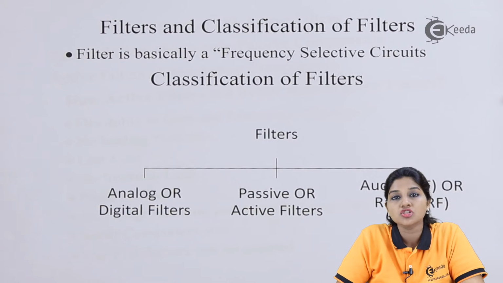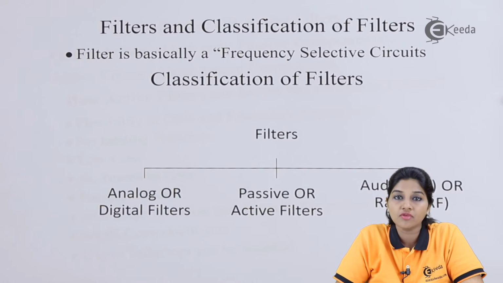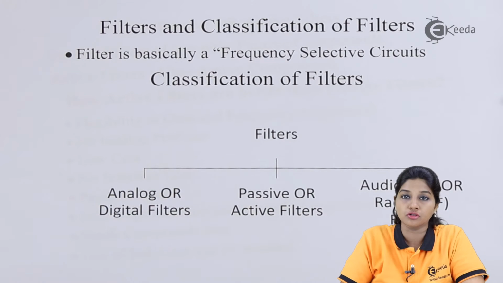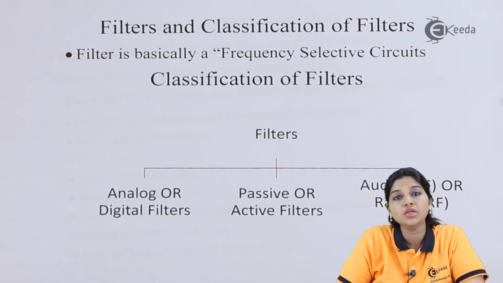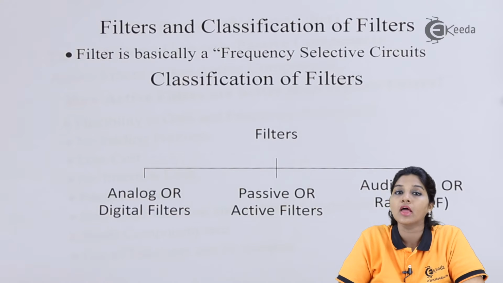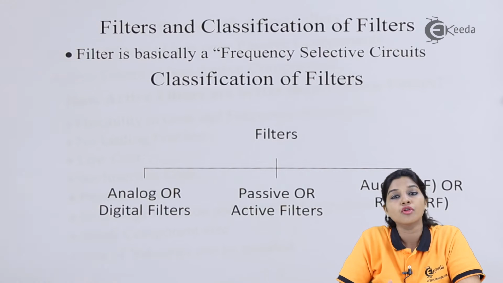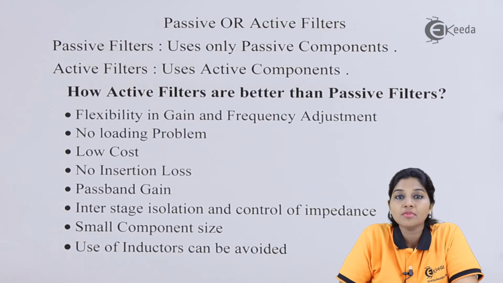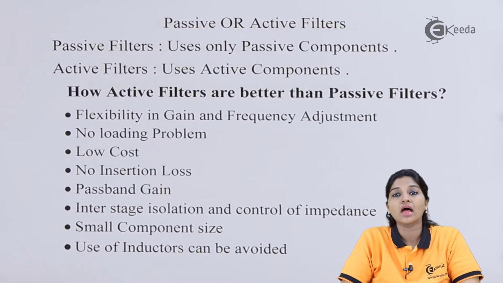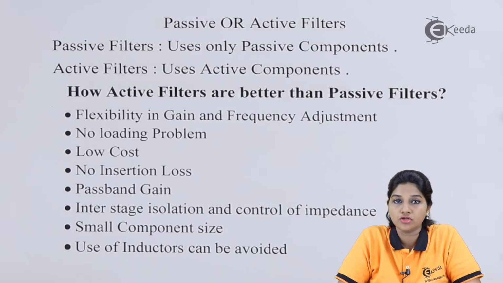Now, in classification and from the advantage and disadvantage point of view, we are going to concentrate on active and passive filters. So let's understand what we mean by active and passive filters, what advantages and disadvantages they provide, and which one is suitable for what application. Active and passive filters are basically considered as two types of analog filter.